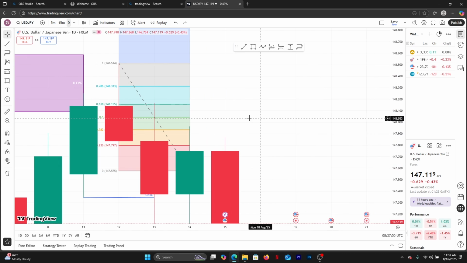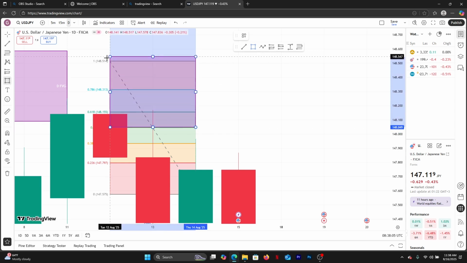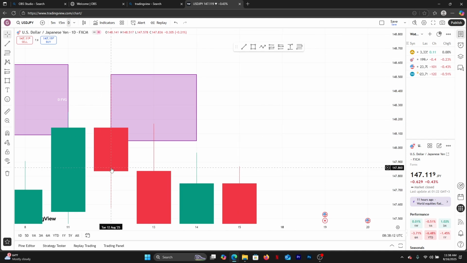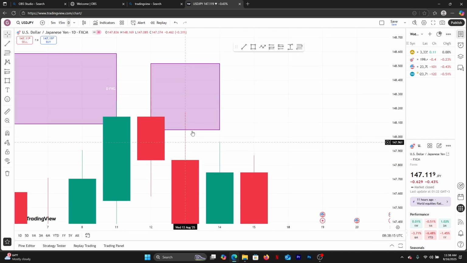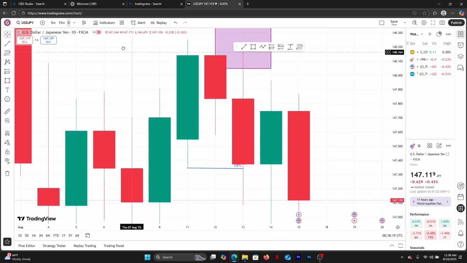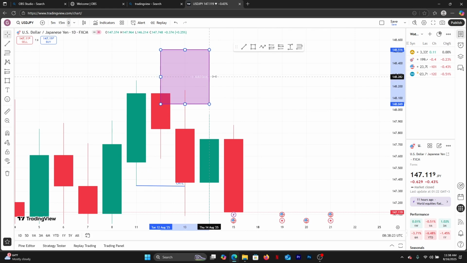So what you want is to have the discount zone of this area, which begins from here. What you want to have is the premium zone of this candle, and that is what we have here now. So this has finished its purpose. You can clear it. Now before you go to the lower time frame for entries, let me just rename this daily premium.